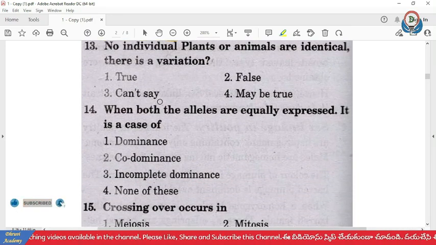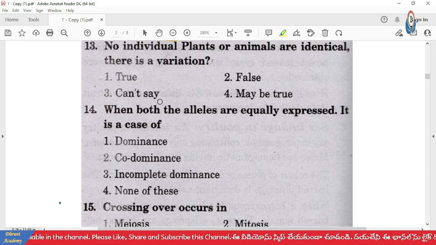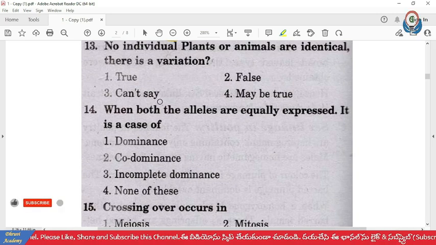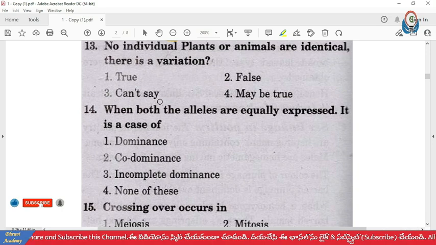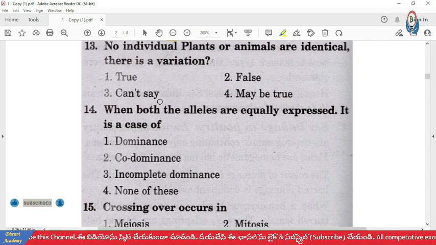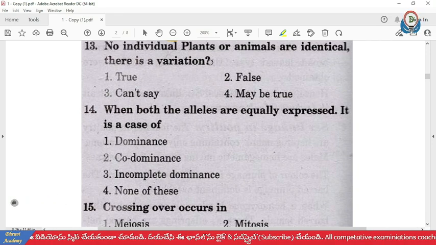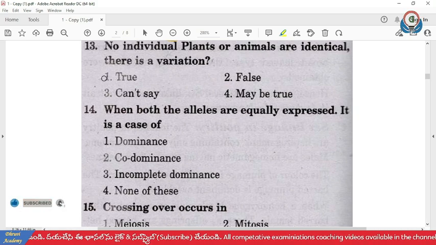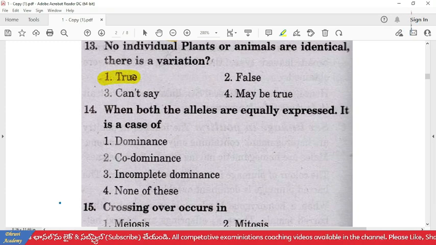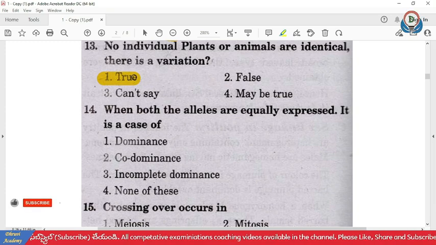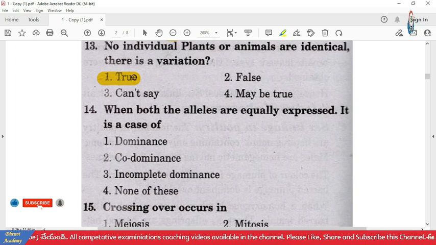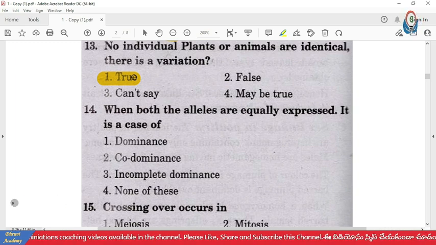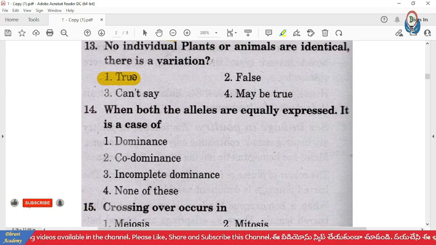Next one, no individual plants or animals are identical, there is a variation: is it true, false, cannot say, or may be true? Which is the right answer? They're saying no individual plants or animals are identical. Yes, it is true కదా. Plants అన్ని సేమ్ ఉండవు, they have different variations అనేవి ఉంటాయి plants కి or animals, దేనికైనా. మనుషుల్ని చూసుకున్నా identical twins ఉన్నా కొంచెం ఎక్కడైనా వాళ్ళకి differences, variations అనేవి ఉంటాయి.